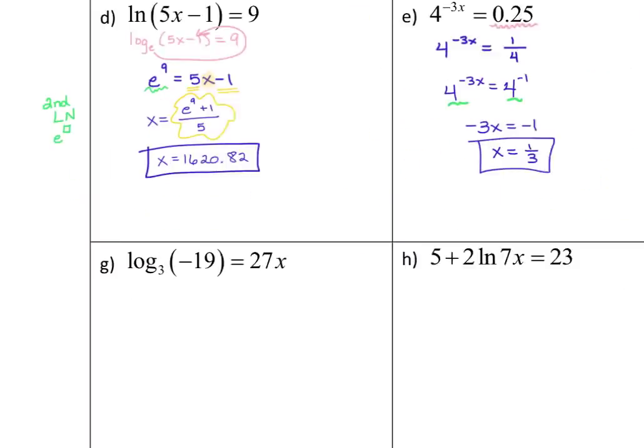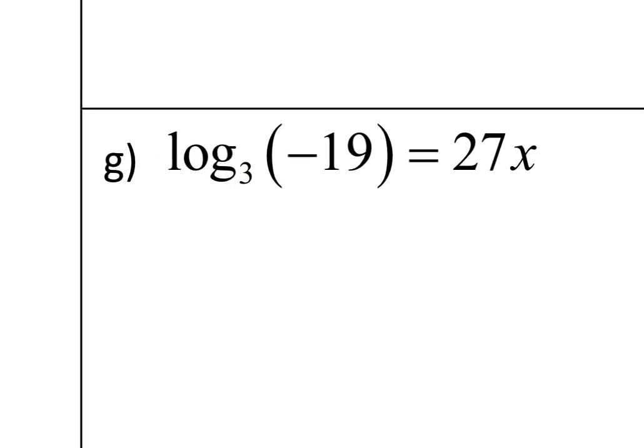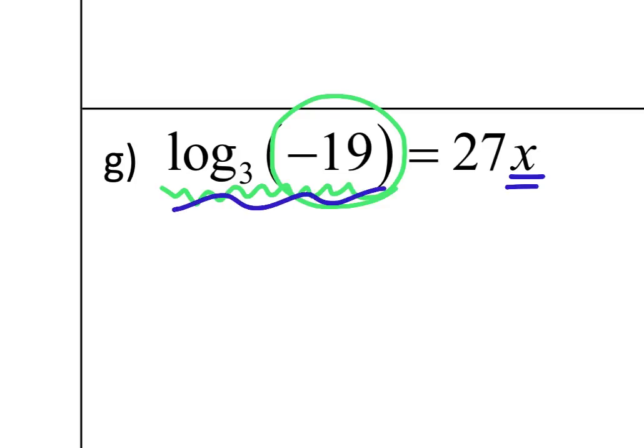Now, in letter G, the first thing that you should notice, hopefully, is that you've got the logarithm of a negative number, and you can never take the logarithm of a negative number. Therefore, no value of x is going to give you all of this over here, and so your answer is no solution.